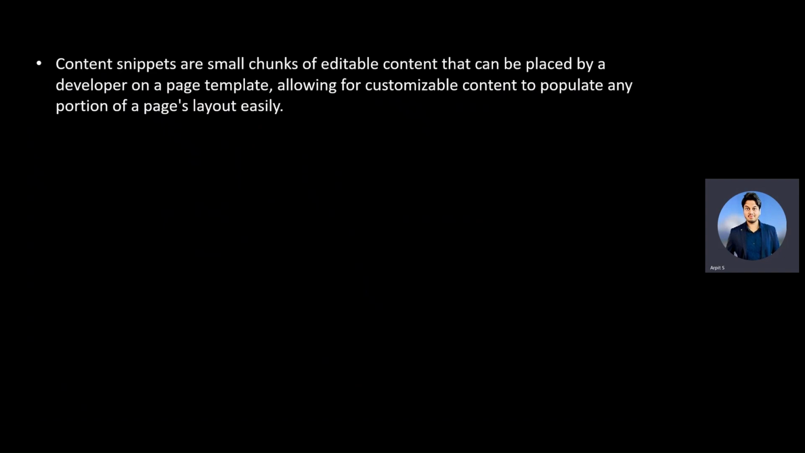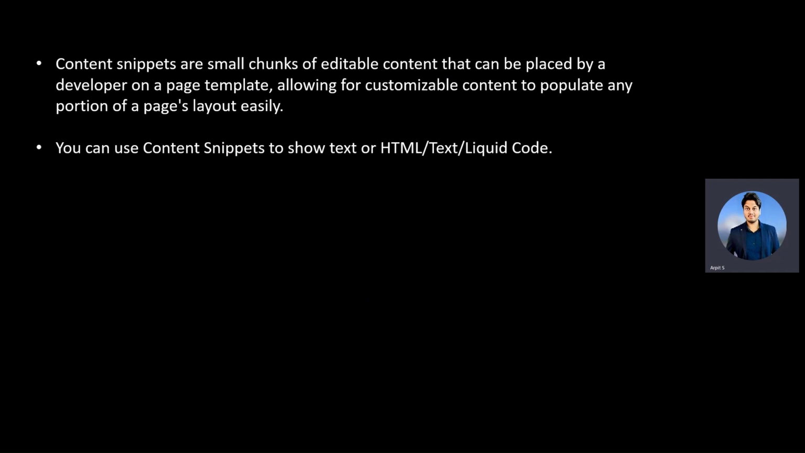So if I talk about the definition of the content snippet, it is basically small chunks of editable content that can be placed by a developer on a page template or on the forms or any of the components that are used to write the code, allowing for customizable content to populate any portion of the page layout easily. Okay, you can use the content snippet to show text, HTML, liquid template, JavaScript, or CSS.